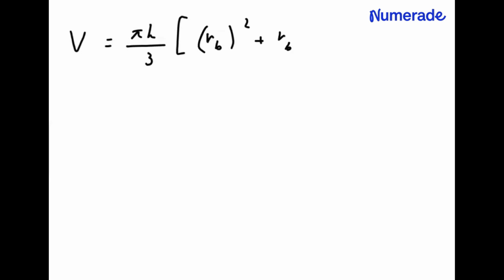In this problem, we have been given the dimensions of a fountain cup, and we have been given the formula for the volume, and we're going to use this formula to determine the volume of the cup. So we have pi h over 3 times r base squared plus r base times r top plus r top squared.